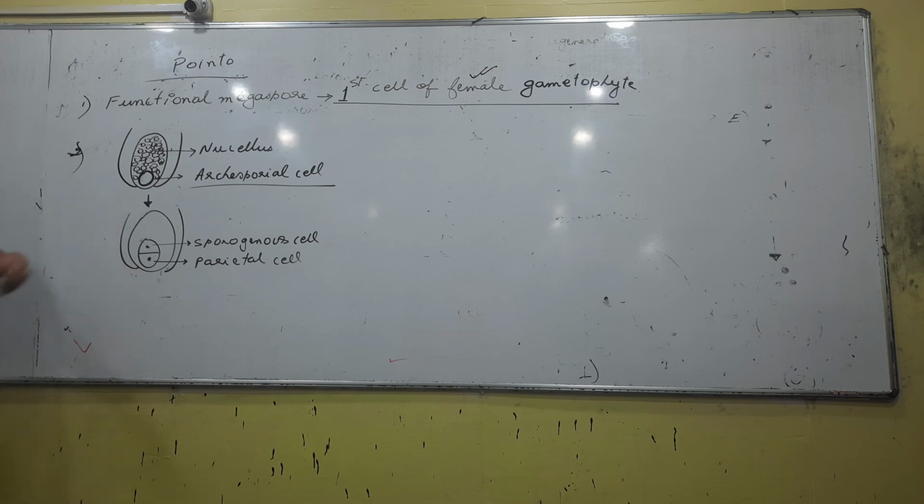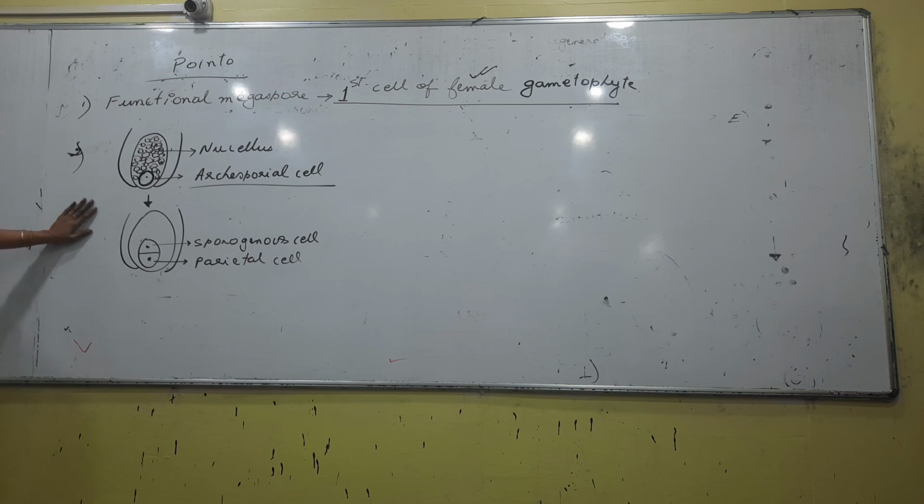We have already talked about the archesporial cell. Who forms the archesporial cell? Any cell of the nucellus towards the micropyle will enlarge itself and ultimately form an archesporial cell. This archesporial cell will divide into two cells, a parietal cell and a sporogenous cell. The parietal cell will be towards the micropyle, and the sporogenous cell towards the chalaza. Clear?